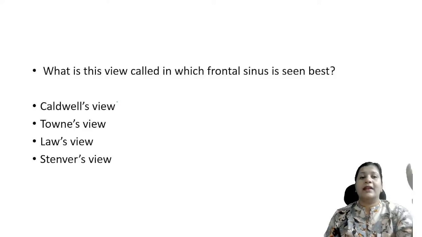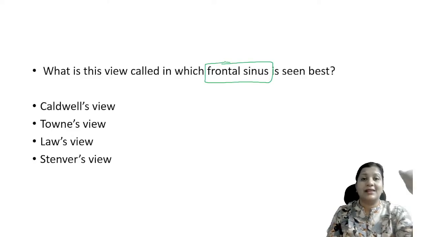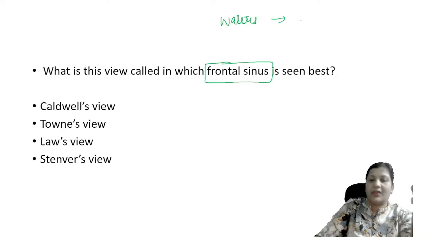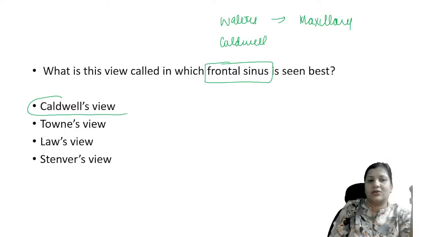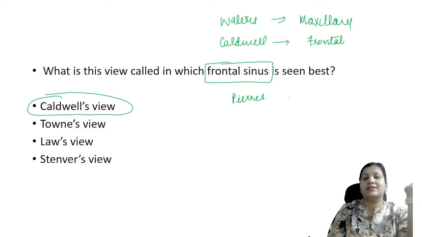Okay. Now, what is this view called in which you see the frontal sinus at its best? So the frontal sinus is seen best in Caldwell's view, Townes' view, Law's view, or Stenver's view. So in which view will you see the frontal sinus? So we know Waters' view is for maxillary sinus. Caldwell's view is for which sinus? Frontal sinus. So Caldwell's view is for your frontal sinus. Okay, and then we have Pierre's view. This is for your sphenoid sinus.